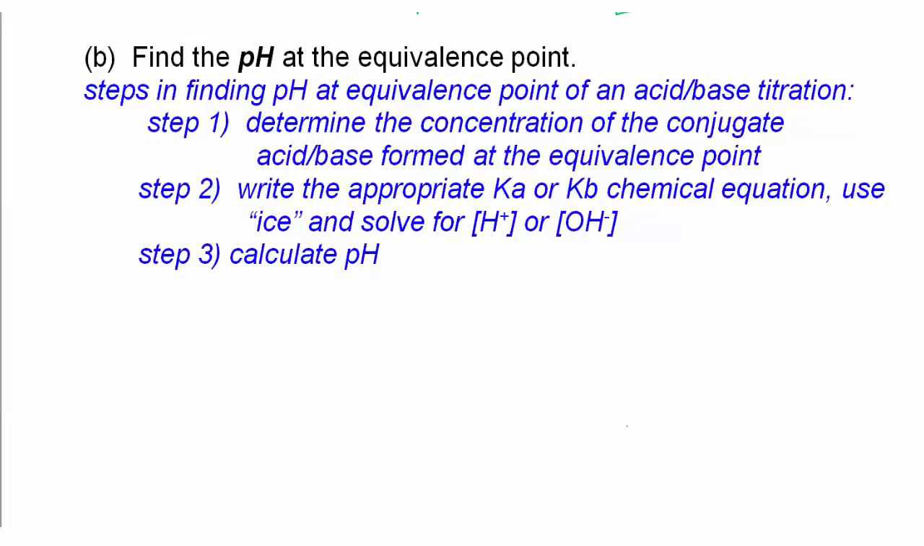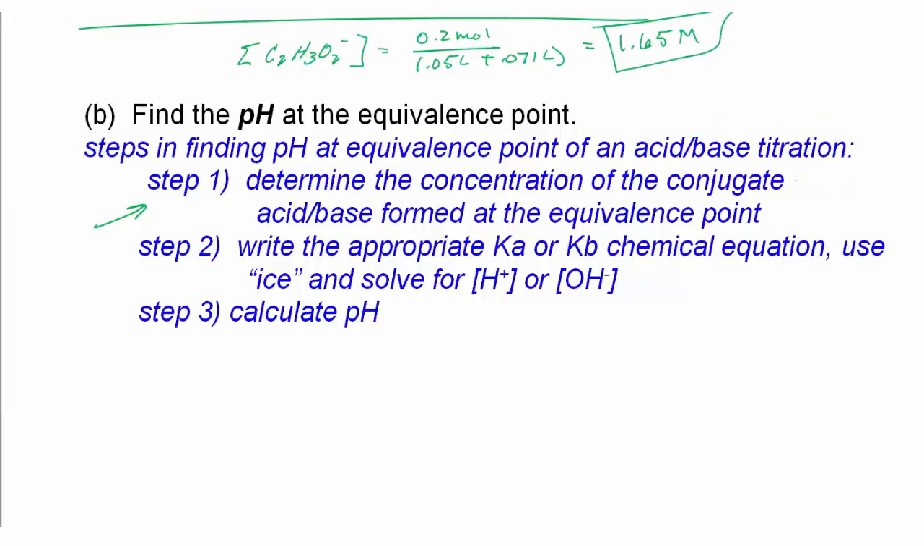Okay, now we're going to do the full circle here. The steps in finding the pH at the equivalence point of an acid-base titration. First step, determine the concentration of the conjugate acid or base formed at the equivalence point. Got it. We're done with that. We know that it's 1.65 molar acetate.